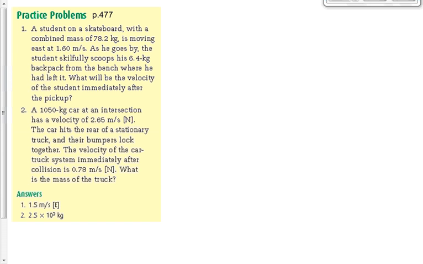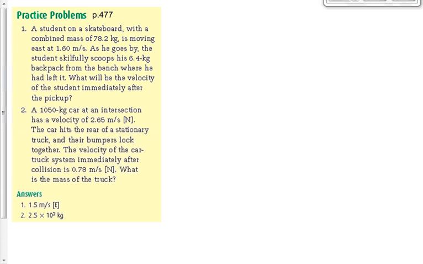A student on a skateboard with a combined mass of 78.2 kilograms is moving east at 1.6 meters per second. As he goes by, the student skillfully scoops up his 6.4 kilogram backpack from the bench where he's left it. What will be the velocity of the student immediately after the pickup?